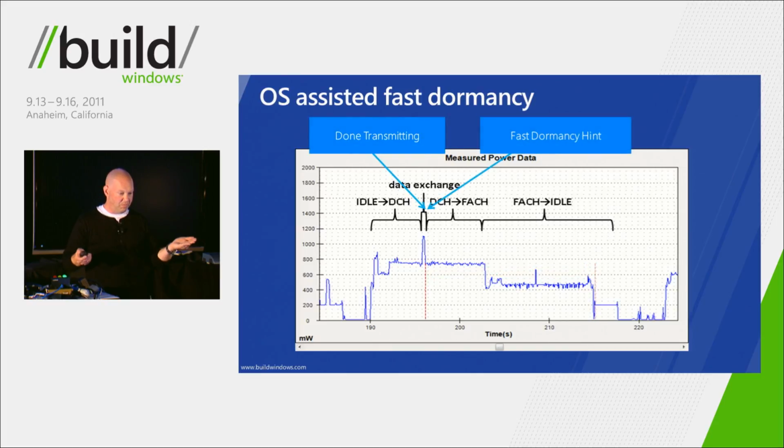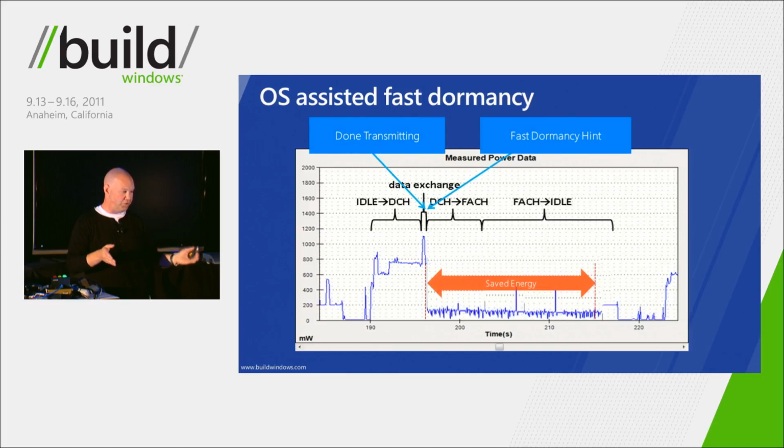So, as you might expect, when we know we're done transmitting, when we know we're going into connected standby, we'll send that fast dormancy hint, allow the device to go down into a low power state, and save all that area under the curve that was basically wasted energy. So great opportunity there. And with efficiencies in mobile broadband devices, we think you can get to a very low power state very efficiently.